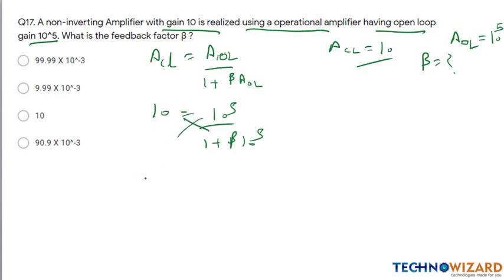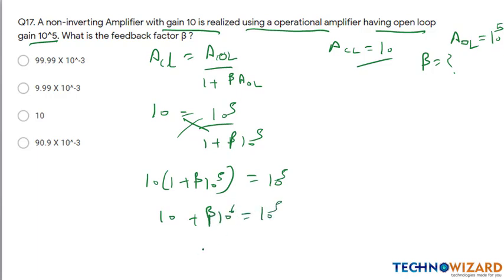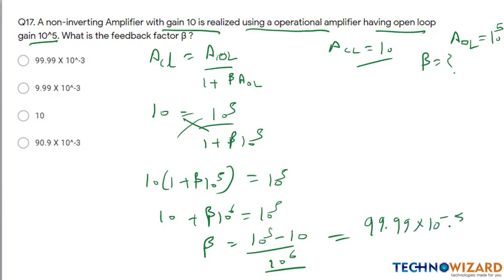By cross multiplying, 10 times 1 plus beta 10 to the power 5 is equal to 10 to the power 5. So 10 plus beta 10 to the power 6 is equal to 10 to the power 5. Now from here beta will be 10 to the power 5 minus 10 upon 10 to the power 6. On calculating this, we will get 99.99 into 10 to the power minus 3 as the correct answer. Therefore option A is the correct answer. This is the feedback factor beta here.